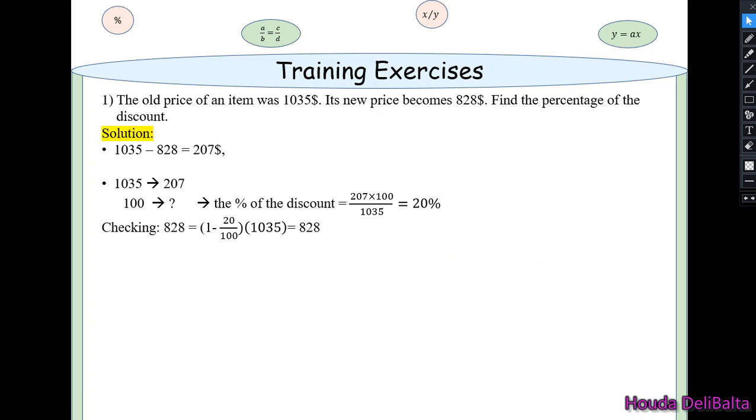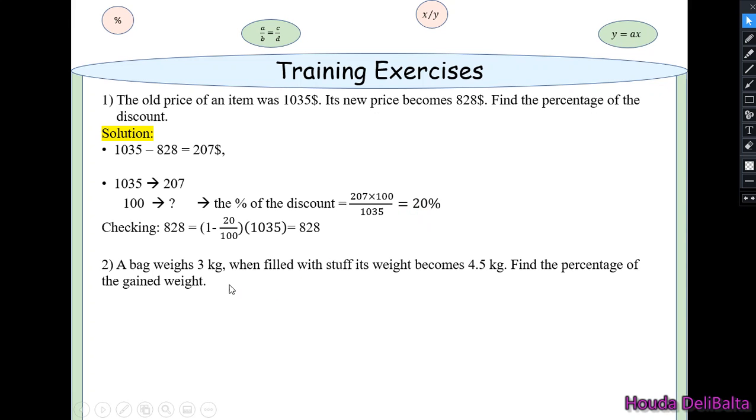Checking, let's make a check. Let's make sure if the discount is truly 20%. So this is the new price. It must be 1 minus, because we have a discount, that percentage over 100 multiplied by the initial price. So let's make sure, yes, it is. Use your calculators and you are going to get the same answer. So again, this is the new price after the discount, this is the old price, and this is how to represent the discount: 1 minus the percentage of discount we got here.